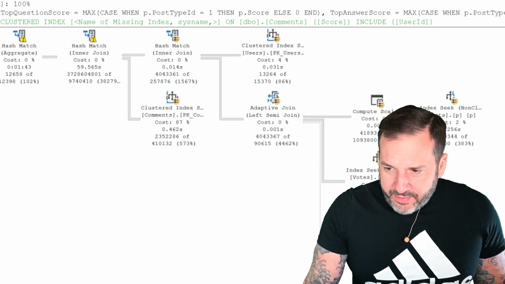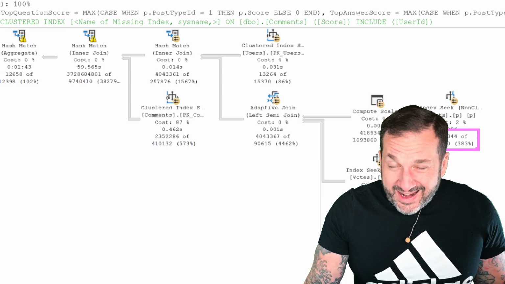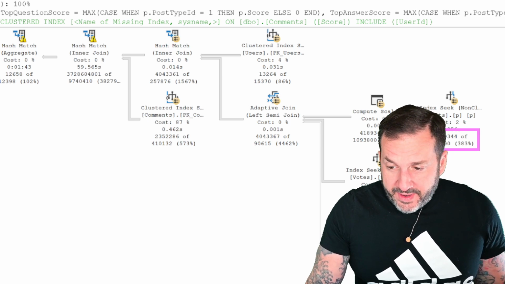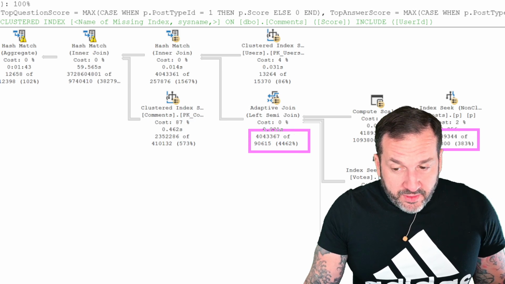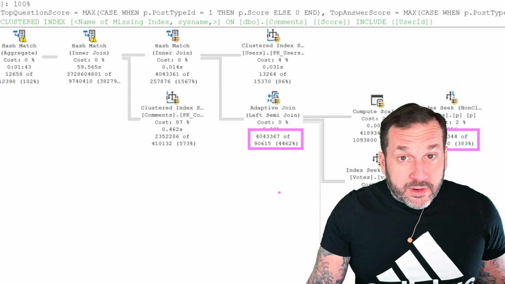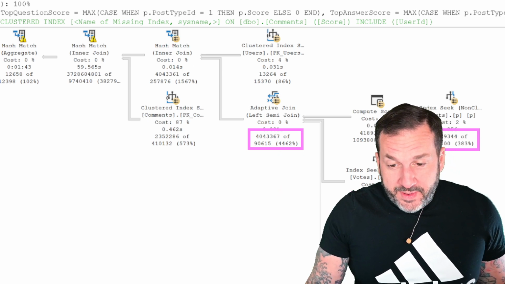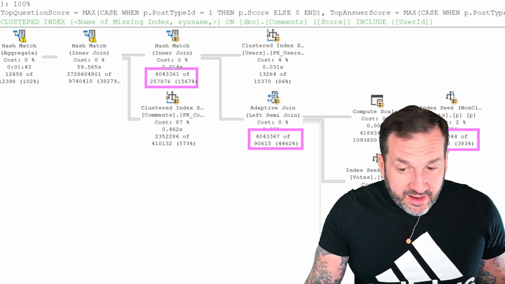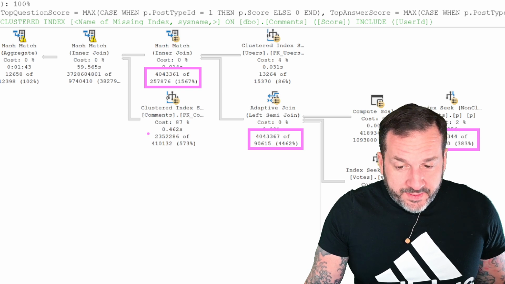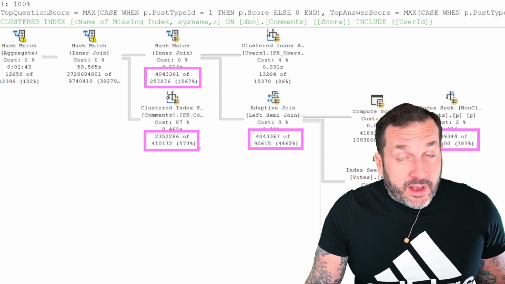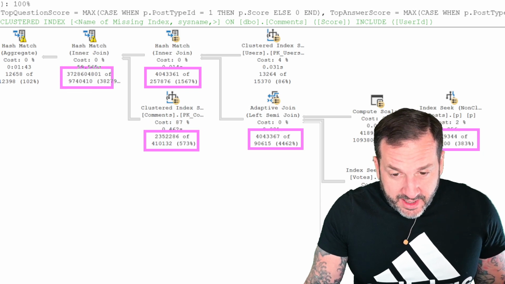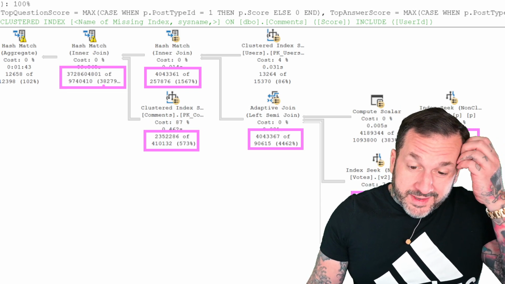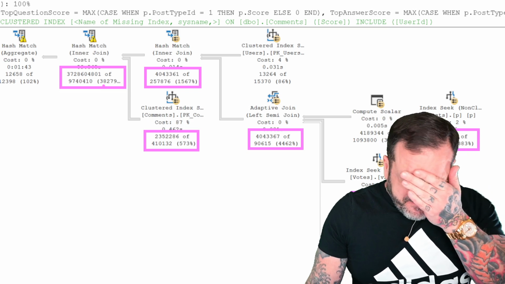And you can see at this operator, we got 383% more rows than we expected. At this operator, we got 426% more rows than we expected. At this operator, 4,400% more. At this operator, 1,500% more. At this operator, 573% more. And at this operator, we got so many more rows than expected that the number is cut off.